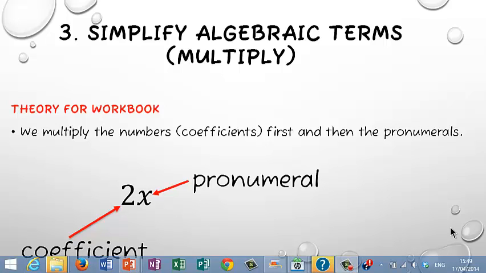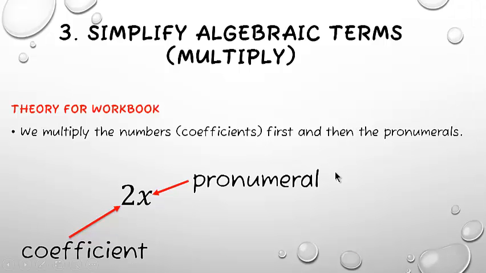Okay, today we're looking at simplifying algebraic terms. A single term can be simplified using multiplication. Before we start, let's just have a refresh. The coefficient is the number before the pronumeral. The pronumeral is just the letter, otherwise called a variable.